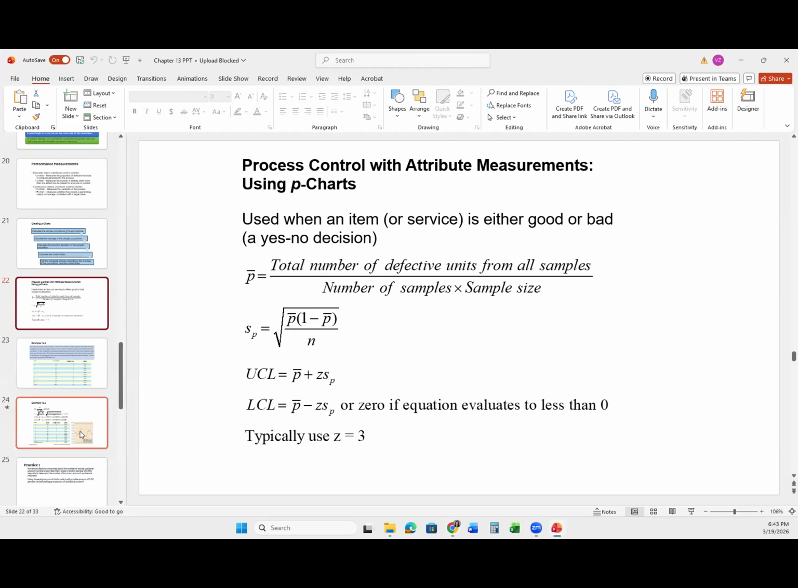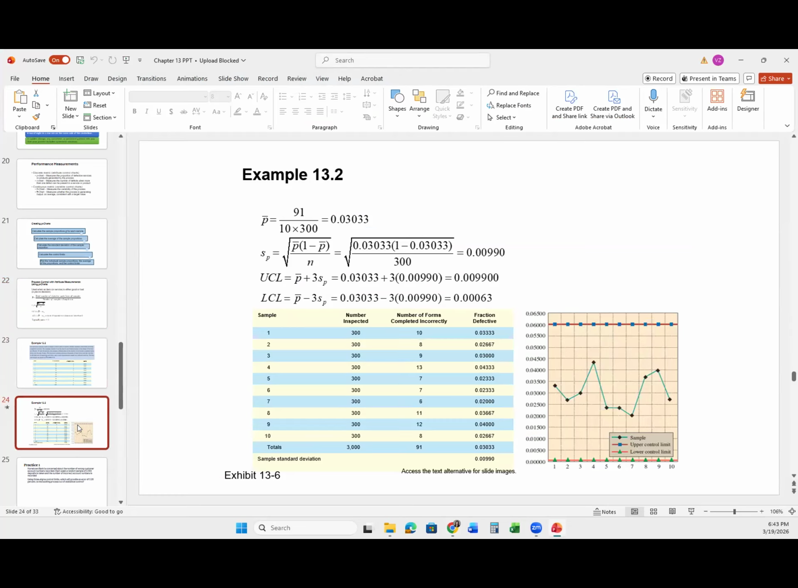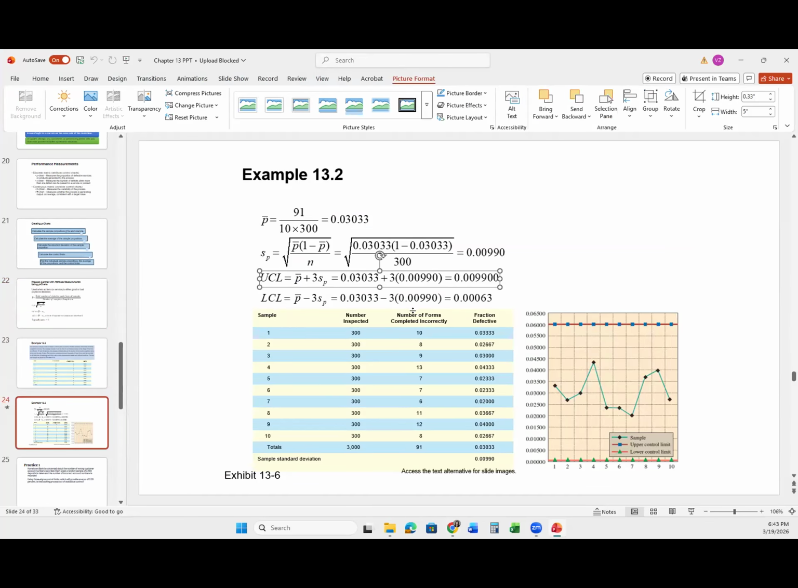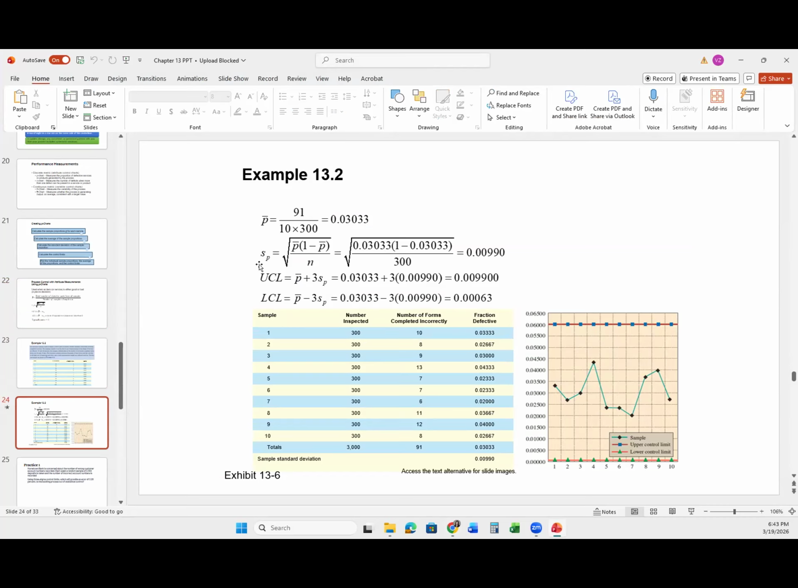for this question, because it didn't mention anything, in general we typically use 3. So this is the 3 we use. Then the upper limit equals the center plus 3 multiplied by SP, and the lower limit uses minus instead of plus. Then you get those numbers: your upper limit, your lower limit, and the fraction defective. For sample 1, you have 10 defects. You use 10 divided by 300, and you get the fraction defective. Then you just put those numbers into your control chart.